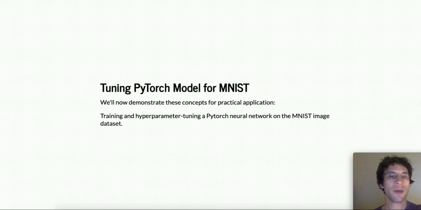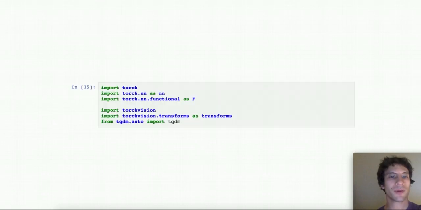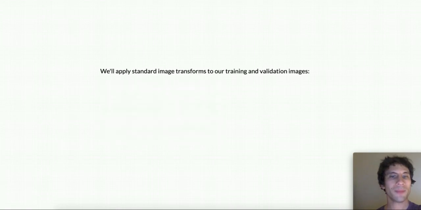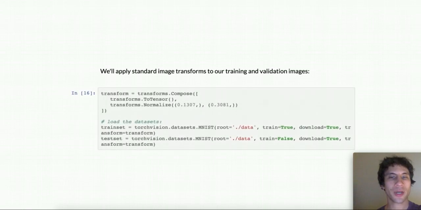Now that we've introduced the basic building blocks that can allow you to tune arbitrary pieces of your own code, let's demonstrate their usage in a practical application. Here we'll consider training and hyperparameter tuning a PyTorch neural network on the MNIST image dataset. Let's first import the necessary packages from PyTorch. Here's some example images from the MNIST dataset from each class 0 through 9. We'll apply some standard image transformations to our training and validation images as follows, and then we'll load the datasets, which are already built into PyTorch.